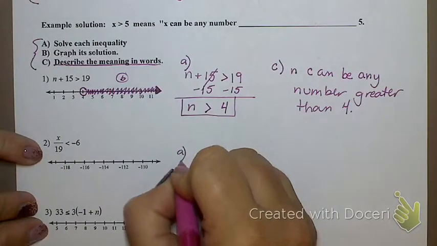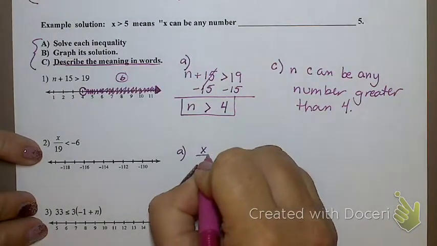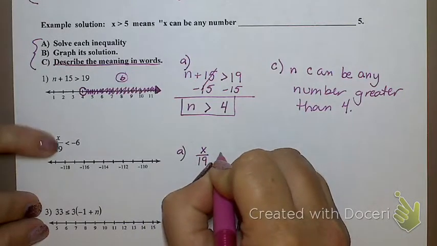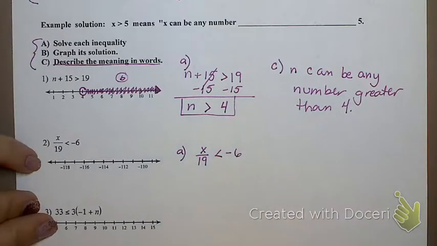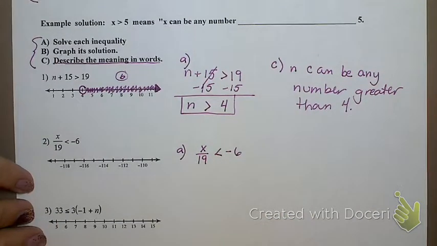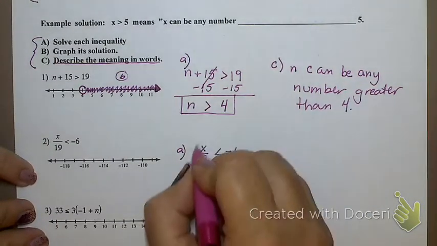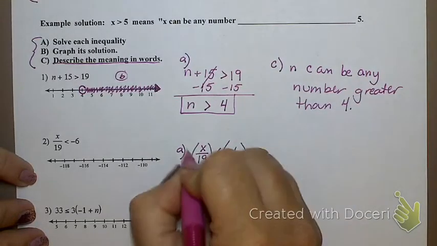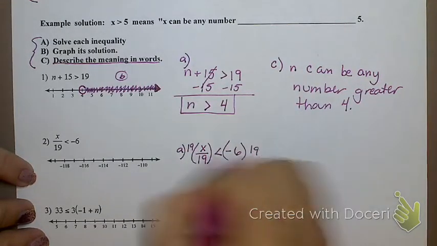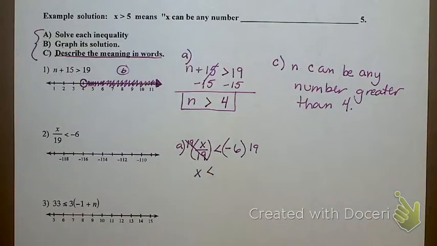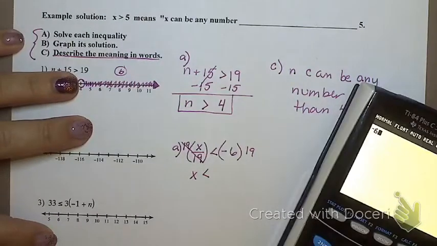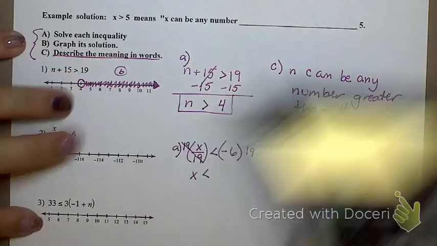Part A says to solve it. So let's see. X over 19 is less than negative 6. How am I going to get x by itself? Multiply by 19. So that's going to cancel. X is less than, I need my calculator for this one, negative 6 times 19 is negative 114.